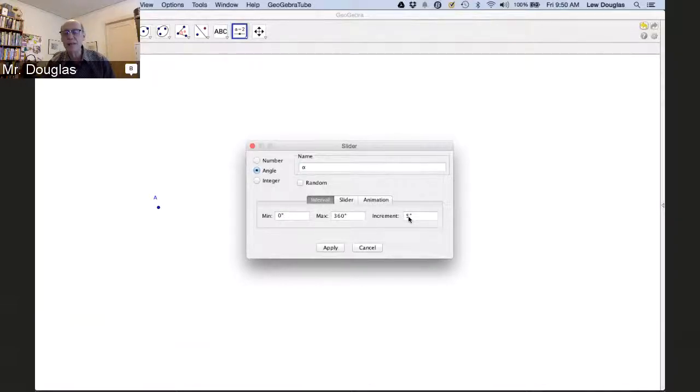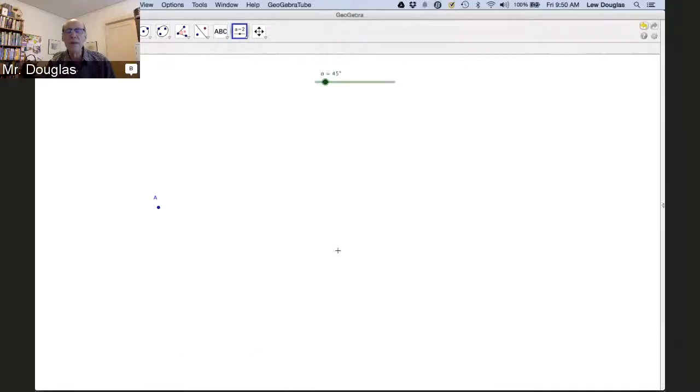As you can imagine, if the increment is large, then it's going to jump around. If the increment is smaller, it's going to be smoother. So let's make it 2 degrees. And we'll apply that. And what happens is you get this thing here. That doesn't seem to be very useful at this point. But now we want to rotate a point. So we need another point.